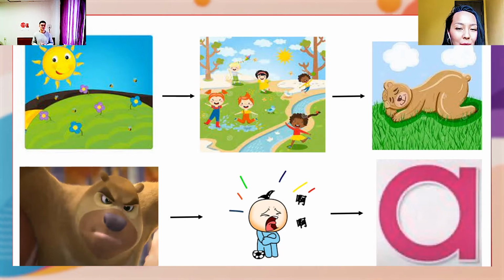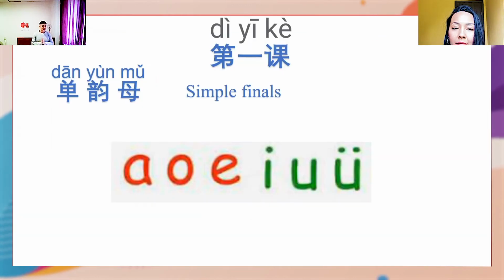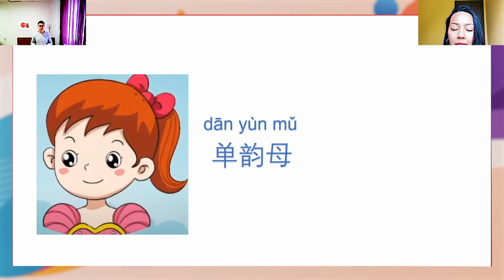I can guess that we are going to study finals. That's right, absolutely. We will study the sound of this letter. In Chinese, we call it 单韵母, which in English means simple finals. Actually, in Chinese, we have 6 simple finals. So let's move on to the first one.